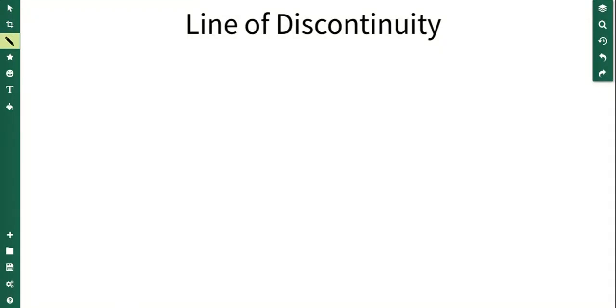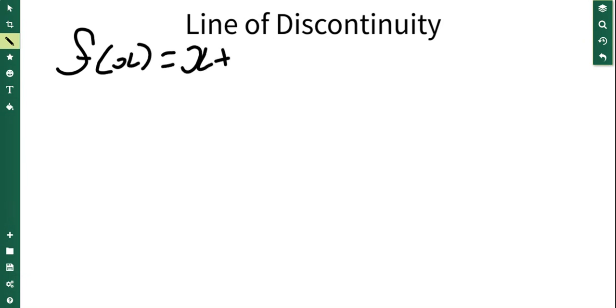So in today's video, I'll be discussing the line of discontinuity. To understand the concept of what this is, I'll be starting by drawing out two functions. The first function, f of x, which is equal to x plus 2. And the second function is going to be h of x.